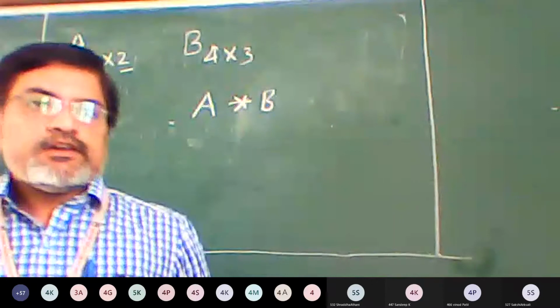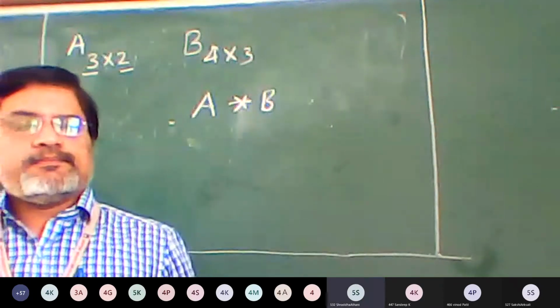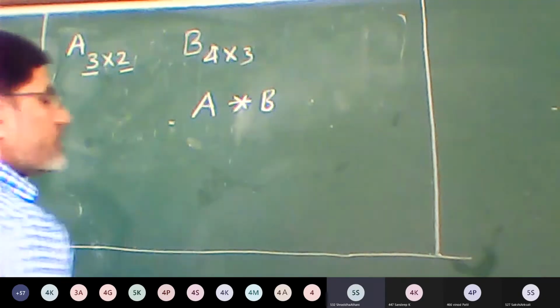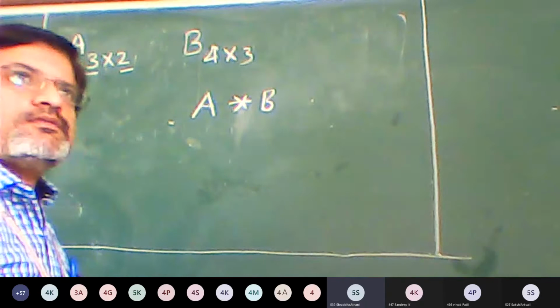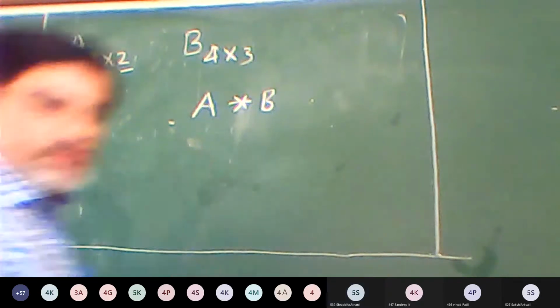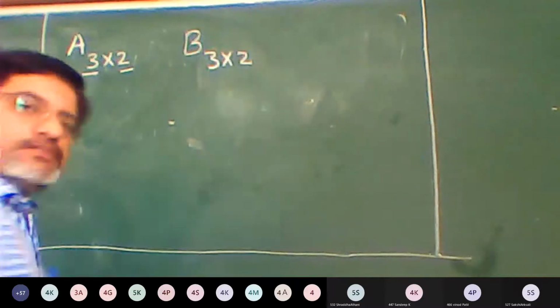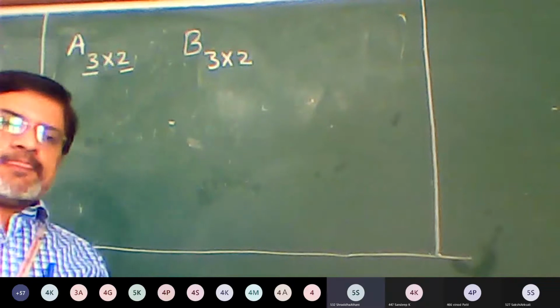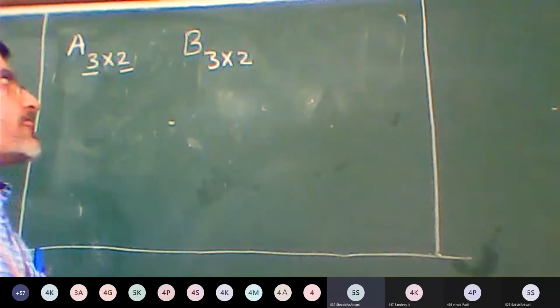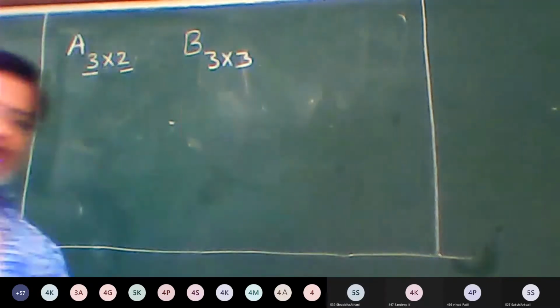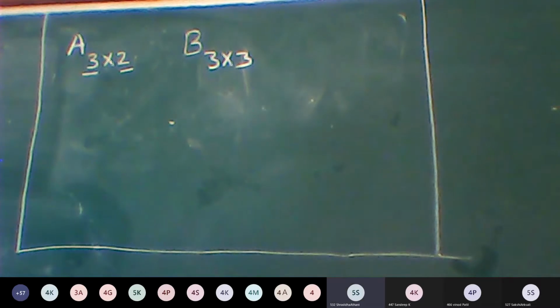Why, Shraddha? Why is it not possible? Sir, the rows and columns in both the matrices are different. They should match. So you mean the second matrix B should also be of the same size, like 3 cross 2? No, sir. Only the rows should be the same, and the A matrix column should be the same. So something like this, 3 cross 3. Can I perform now? No, sir.